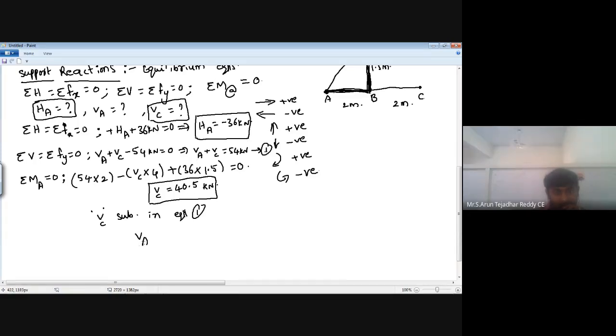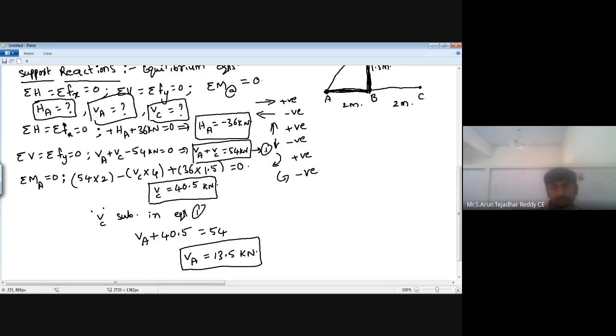See here, this is equation number 1: VA plus VC is equal to 54. In place of VC, just substitute 40.5. Then we will get the VA value. That is 54 minus 40.5, then we will get 13.5 kilonewton. So the other unknown is also completed.